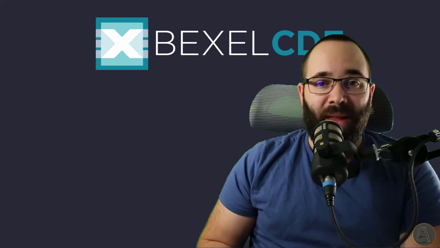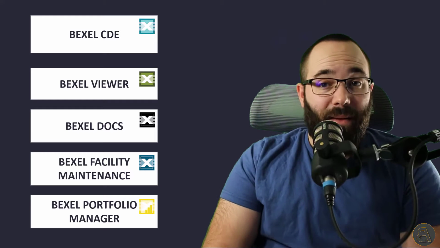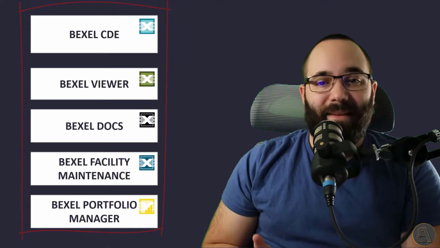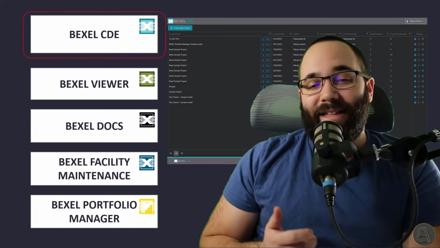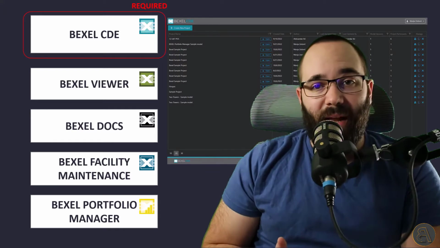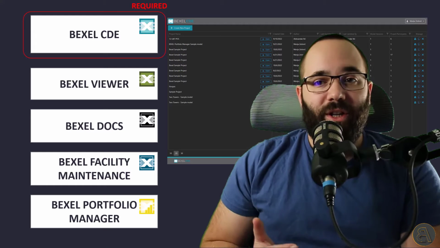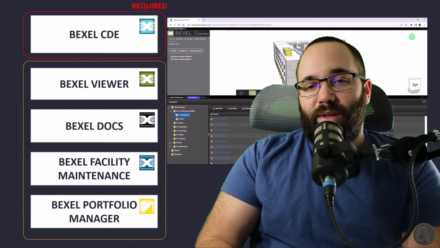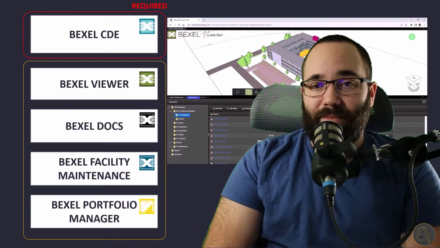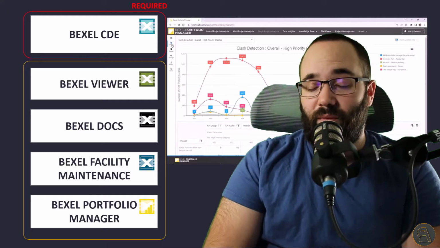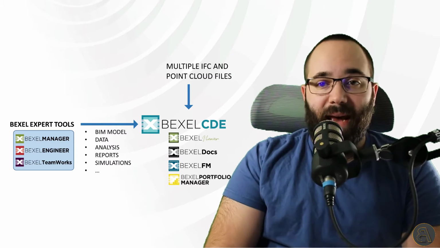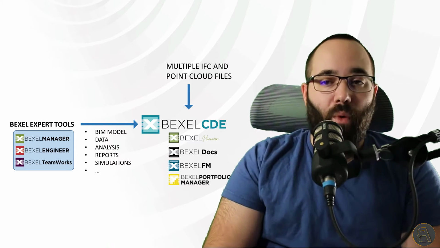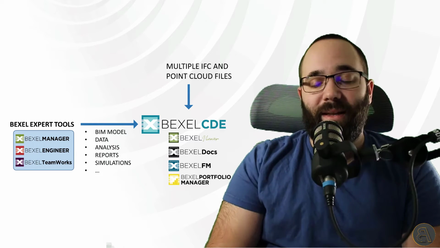So, how does it work? Within the cloud-based platform, there are a couple of modules that together make a holistic CDE solution, but each of them can be combined depending on project's needs. BEXEL CDE is a basis and required platform for all other modules, where the user is managing access rights, projects, their versions, and so on. Other modules are BEXEL Viewer, BEXEL Docs, BEXEL Facility Maintenance, and BEXEL Portfolio Manager. All these modules are connected with BEXEL Expert tools, so all BIM models, analysis, and reports can be extracted and published from the BEXEL Manager.